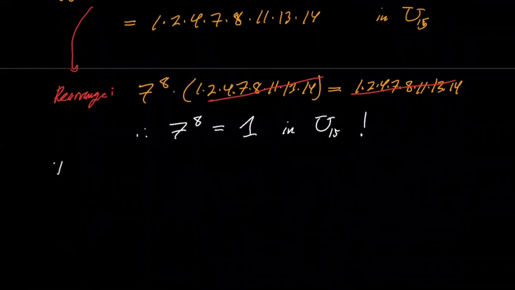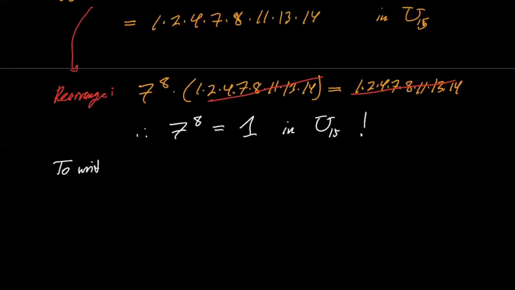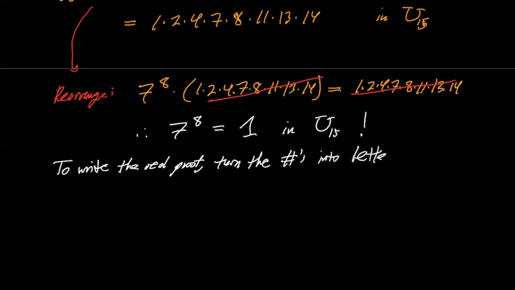And so honestly, just to make this video not be insanely long, basically, to write the real proof, just turn the numbers into letters. I guess you have to prove that the map mentioned above is a bijection. But it's basically the same proof. That's the real proof, not the rough proof. You would just have to use letters.